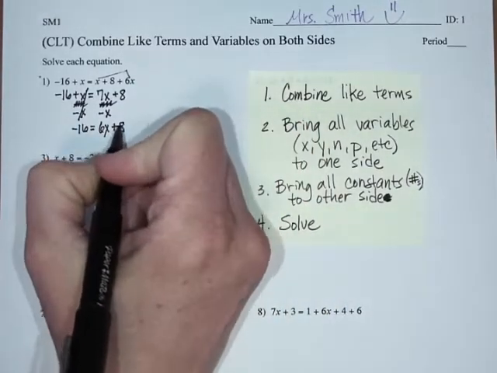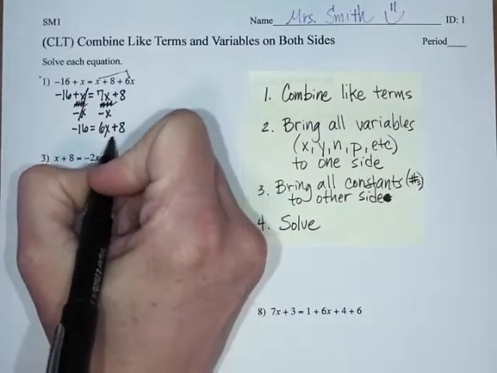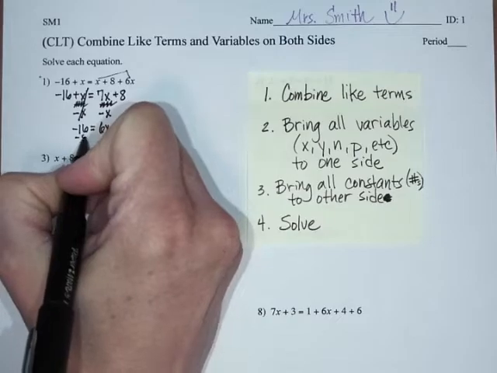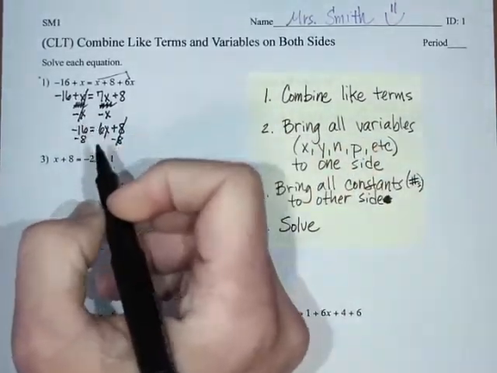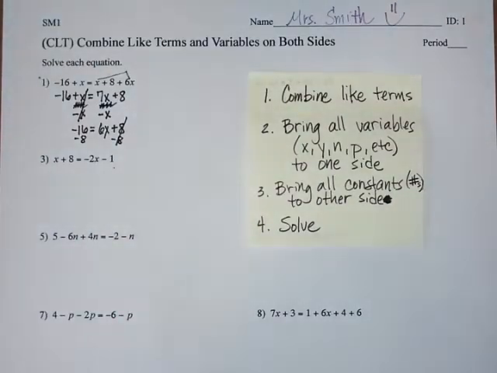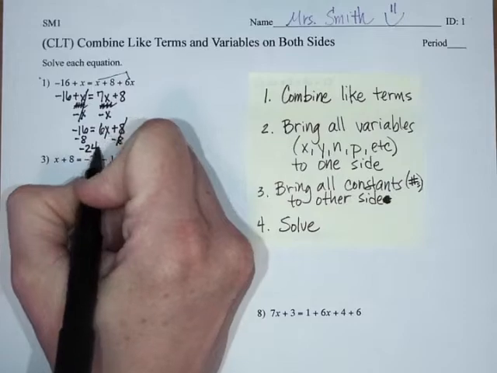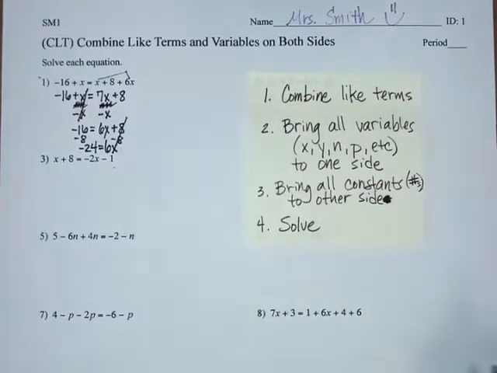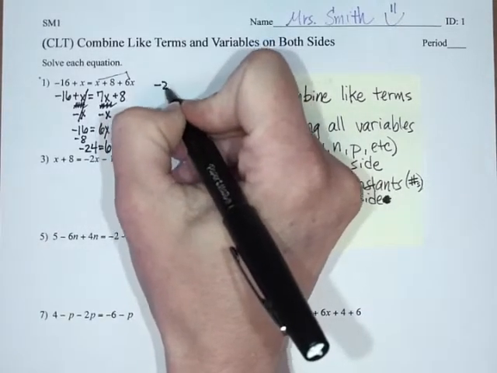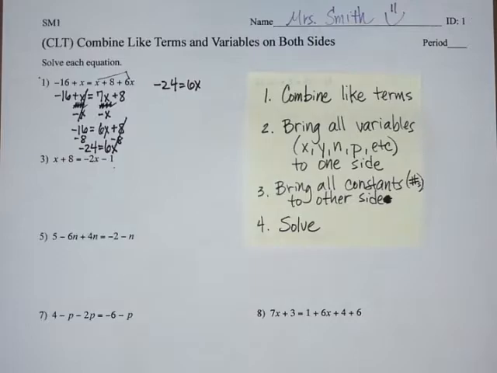So let's get rid of this 8. That will leave our variables here by themselves. So minus 8 minus 8. That adds up to 0, so I'm going to cross it out. And negative 16 minus 8 is going to be negative 24 equals, and I'll just bring down my 6x. Starting to get a little bit messy, I'm going to copy it over right here. Negative 24 equals 6x. Okay, we're almost there.